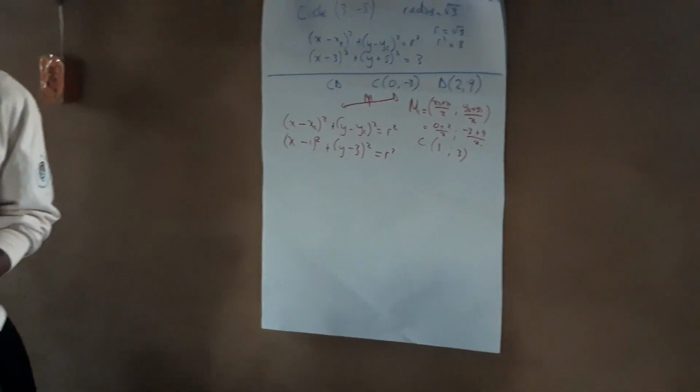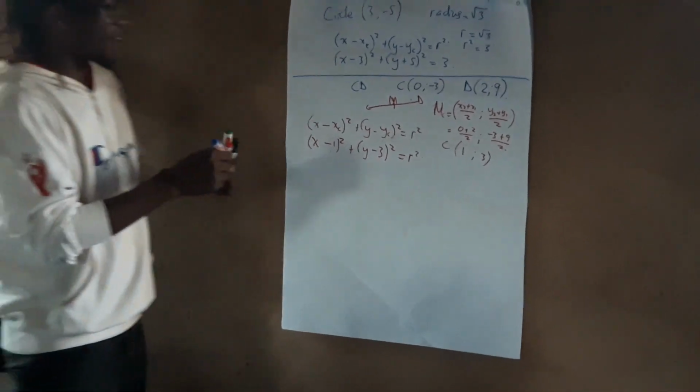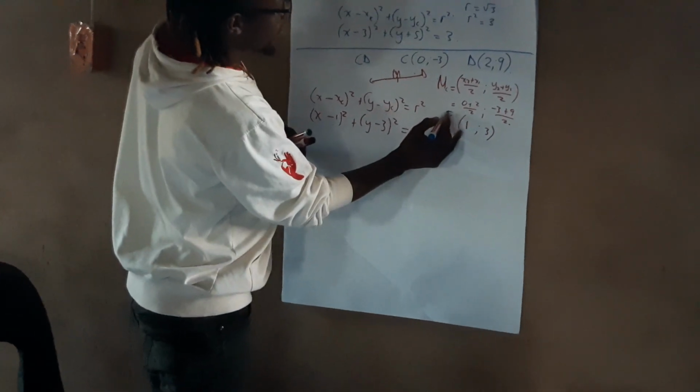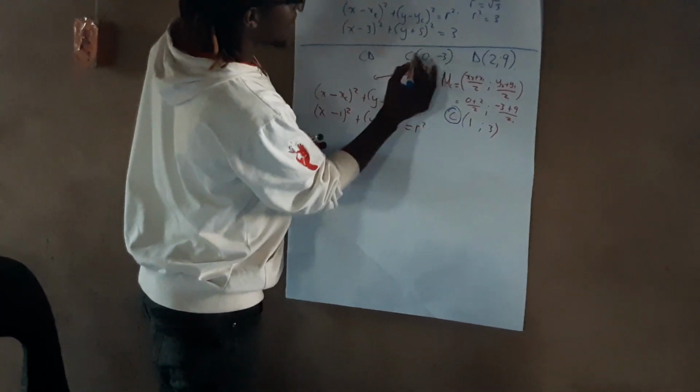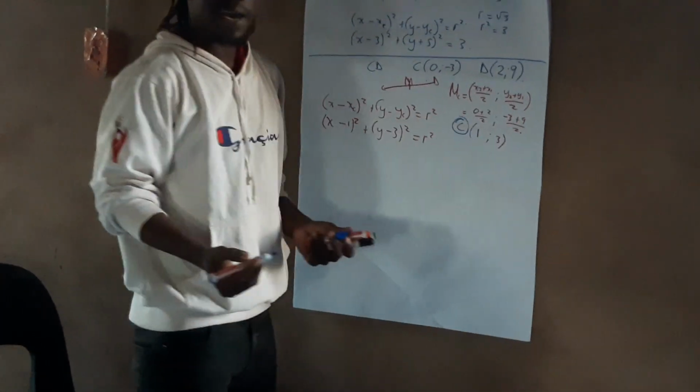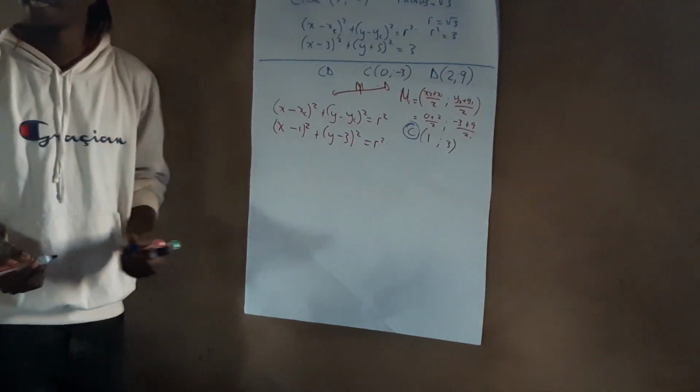There are two ways that you can use to find our radius. First thing first, you can find the distance between this center and any point. Then you find our radius. We're finding the distance, right?